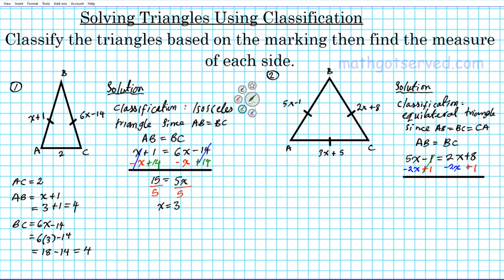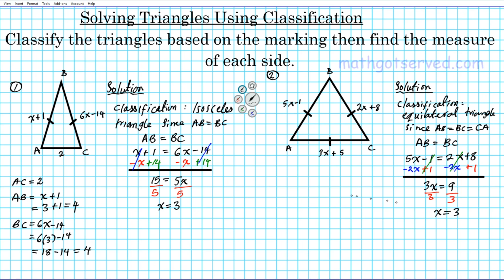If we simplify that, minus 1 plus 1 adds up to 0. 2x minus 2x adds up to 0. So 5x minus 2x is 3x. So we have 3x is equal to 9. To get x by itself, we divide both sides by 3. And then our answer is x is equal to 3.